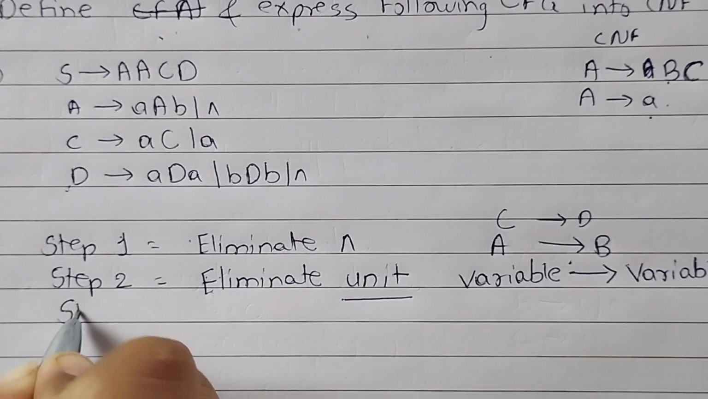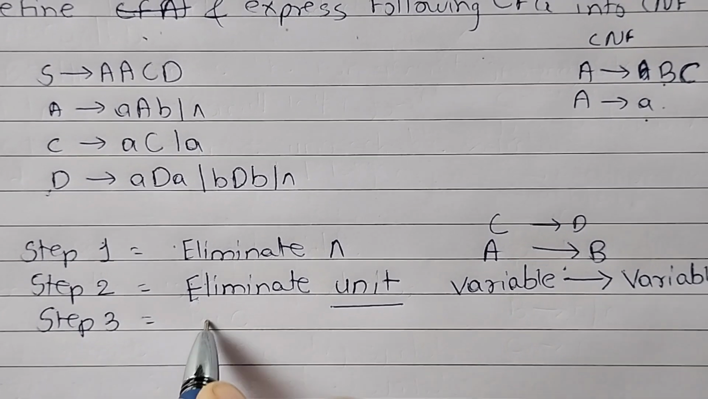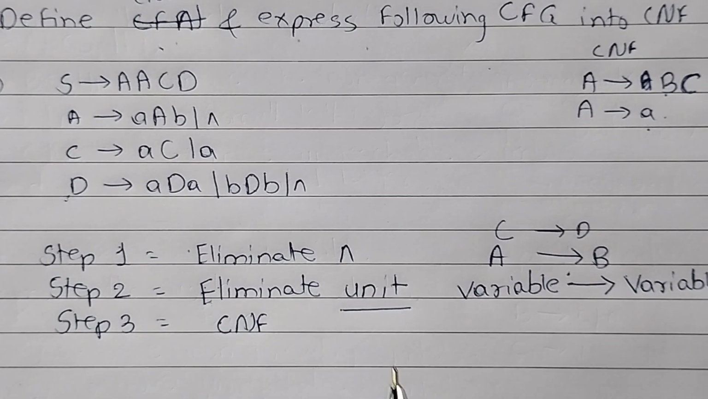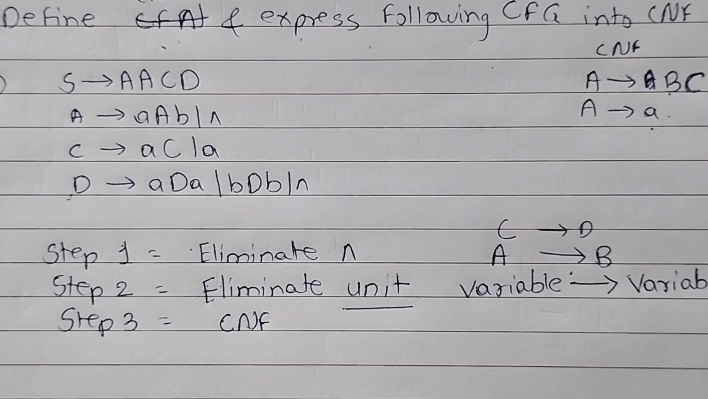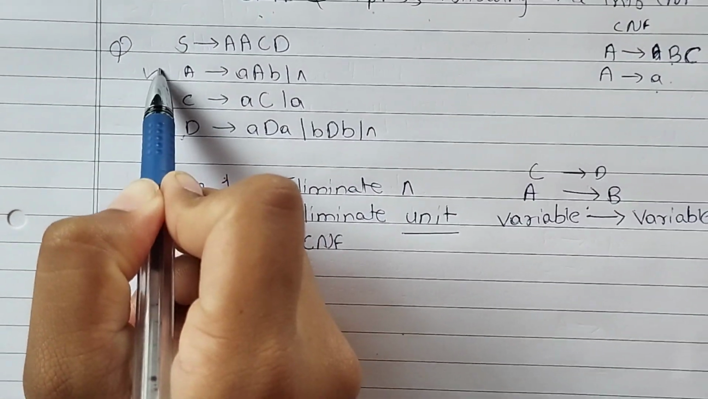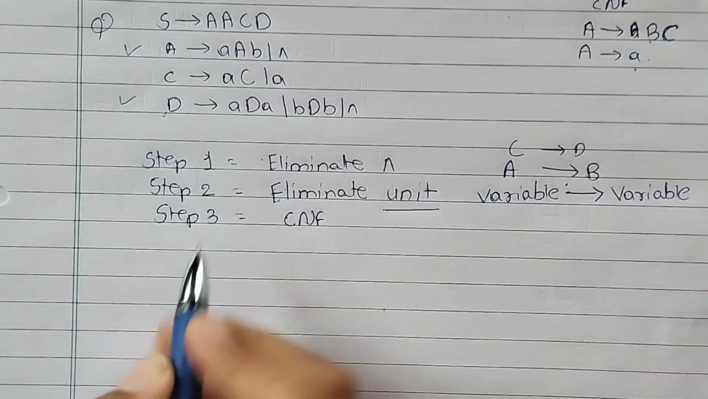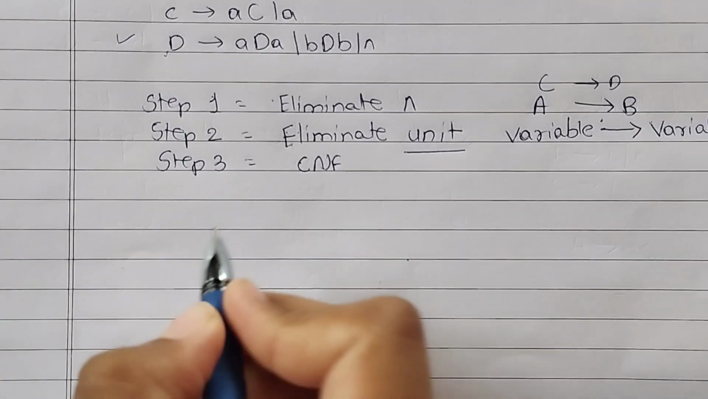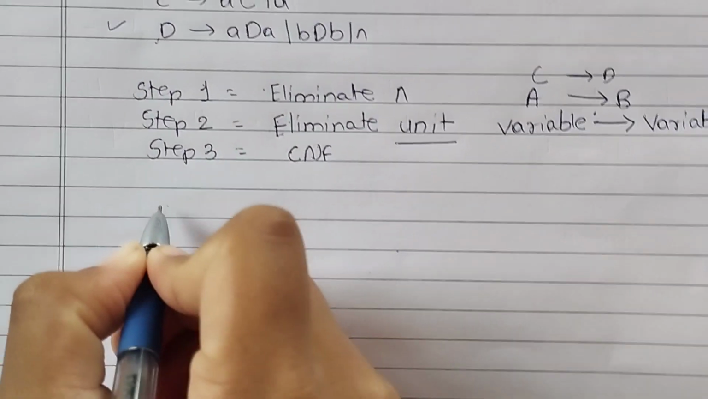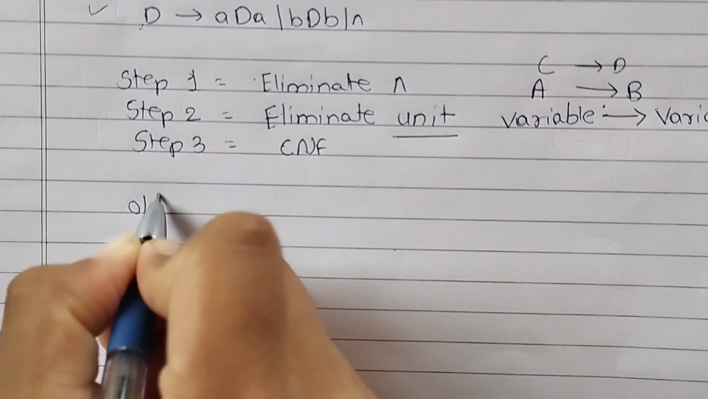Now step number 3, we convert the remaining CFG into CNF. Now how is it done, let's see. So let's solve the example. First, here A and D are our null productions, meaning we eliminate this A and D. So how do we eliminate? First we draw one table. If we do not draw the table, it is also okay, but we draw it here because we drew the table previously. So now we also draw.